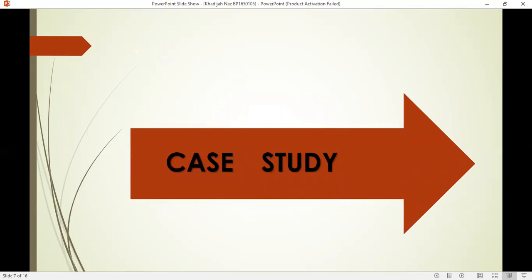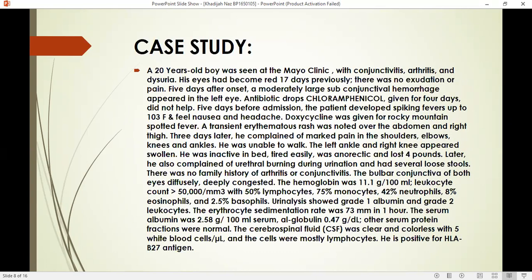Case study. We have a case of a 20 years old boy who was seen at the Mayo Clinic with conjunctivitis, arthritis, and dysuria. His eyes had become red 17 days previously, and there was no pain. 5 days after onset, a moderately large subconjunctival hemorrhage appeared in his left eye. He was prescribed the antibiotic drop chloramphenicol for 4 days, but it did not help.